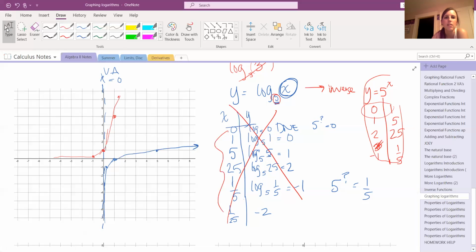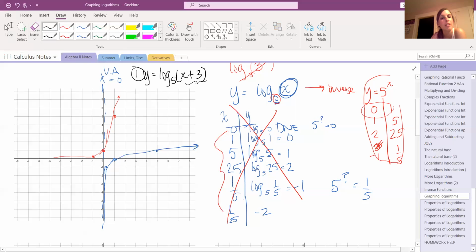Okay, so now let's get to the part we actually want, and the part we actually want is to do transformations. So what I'm really interested in is graphing y equals log base 5 of x plus 3. And remembering our transformations, if the shift is inside the parentheses with the x or in the exponent with the x, however it is written, if it's with the x, that is left and right, and do the opposite. So plus 3 would move in the negative direction. That would be left 3 units.